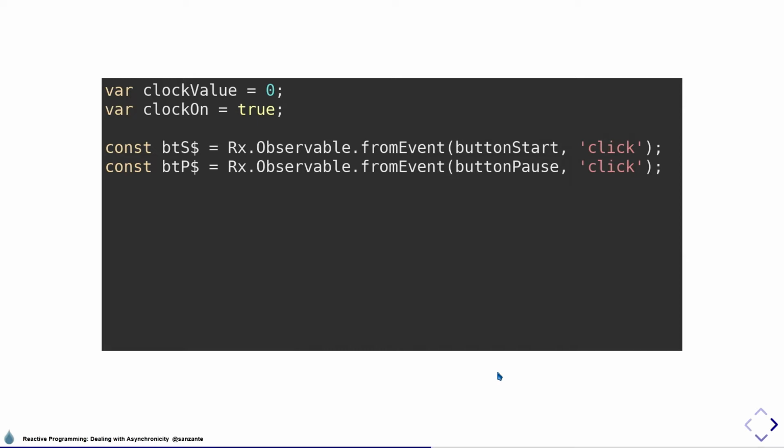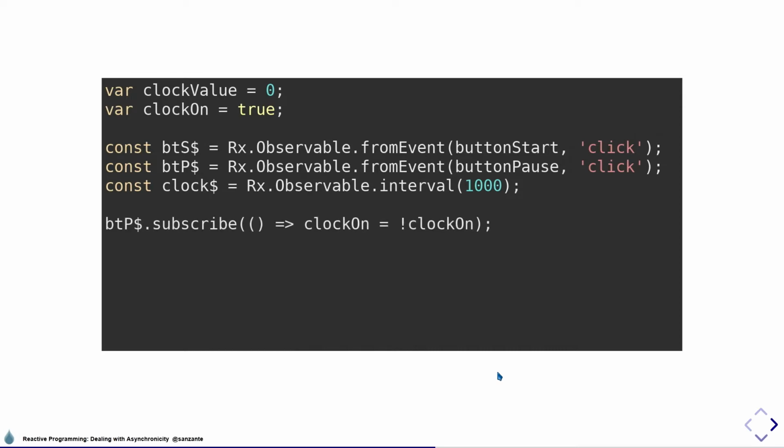Then we have another observable from the pause button. So we have two streams now, and then we have the third stream, the clock tick, emitting a value each second. Then we declare one reaction: when the pause button is clicked, toggle the clock on variable. Simple. We have another reaction: when the clock ticks, just update the main clock, the one that is always adding time when we load the page.